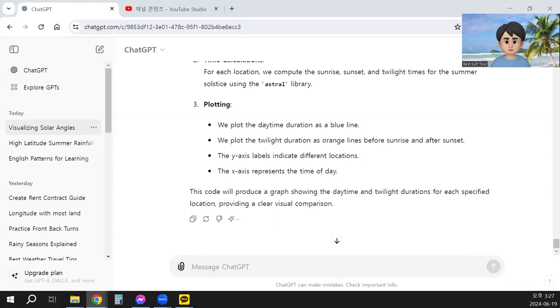Where is the highest temperature in latitude in summer solstice? What latitude is the highest in summer solstice?